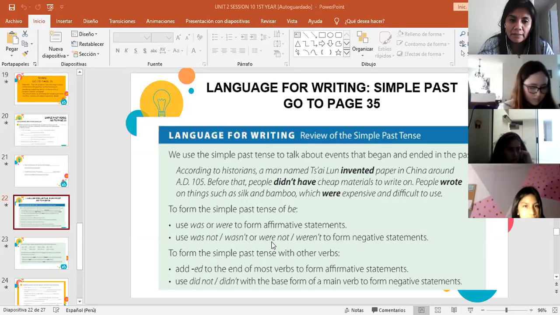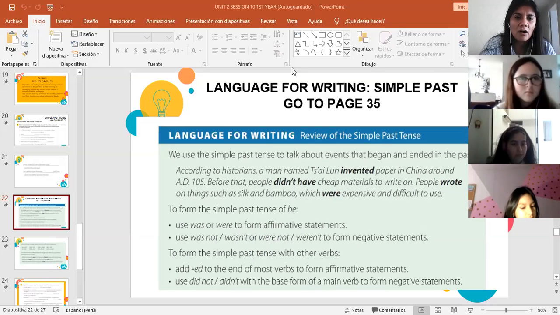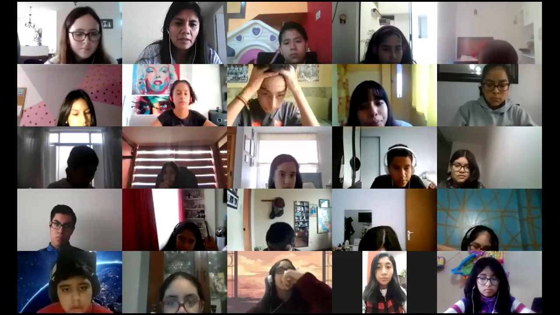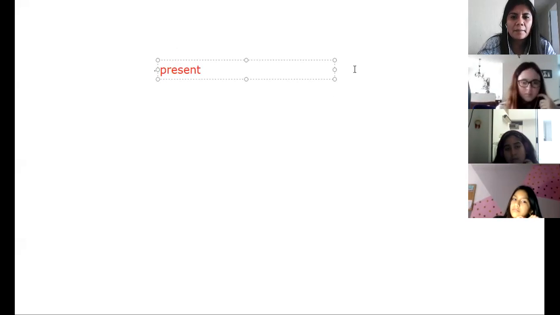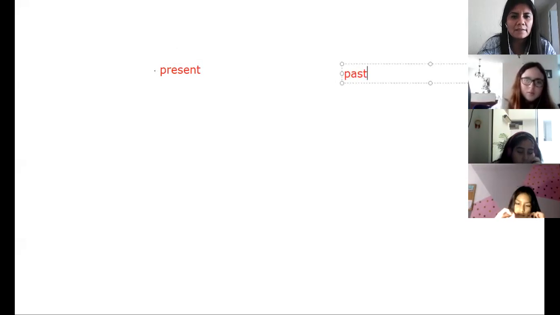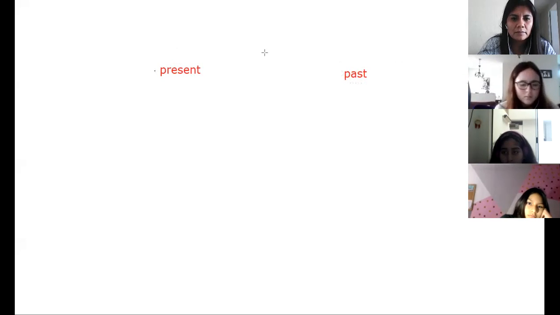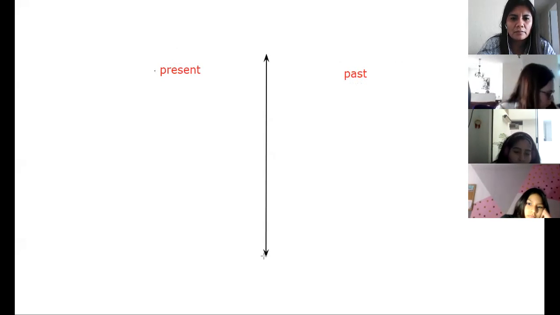They work independently. So you can also create a chart like this, in order to remember in your copybook. You can put a line, no? You can say, for example, present. This is the present, and this is the past. You put past and present, and then you make a line for the verb to be.